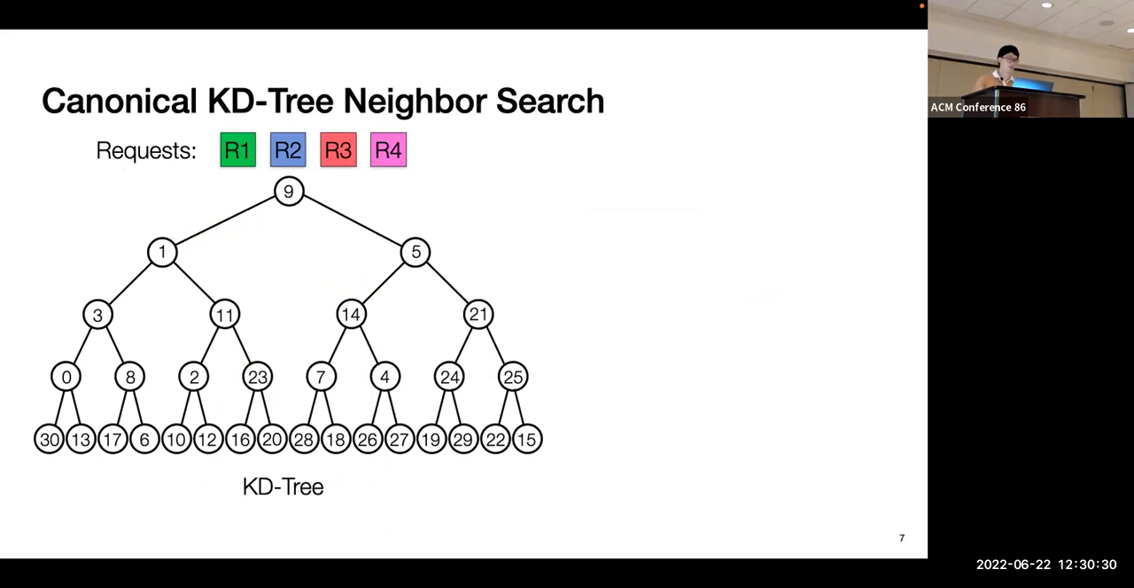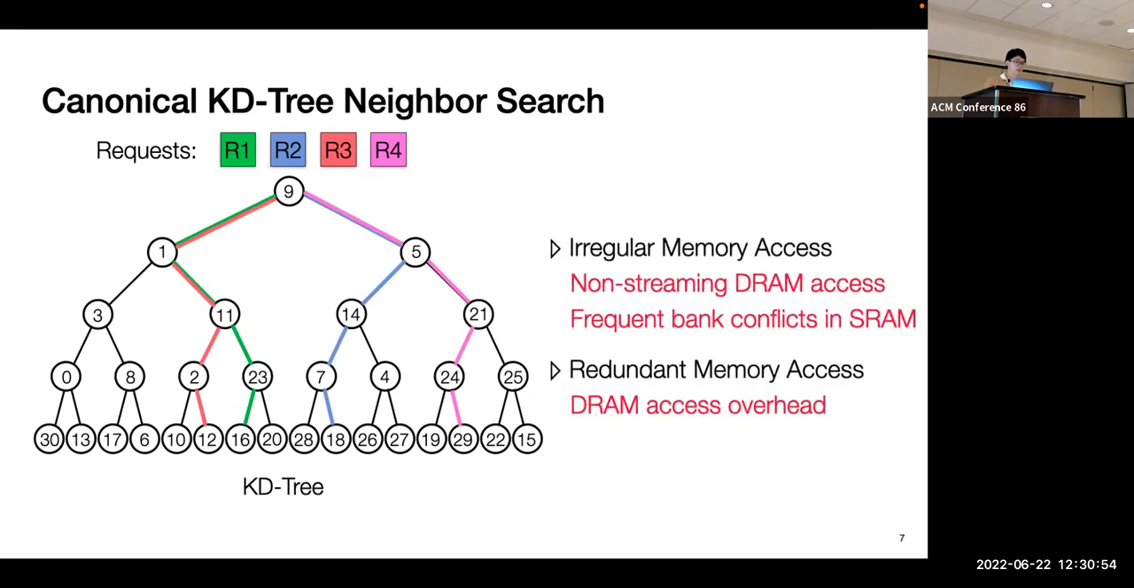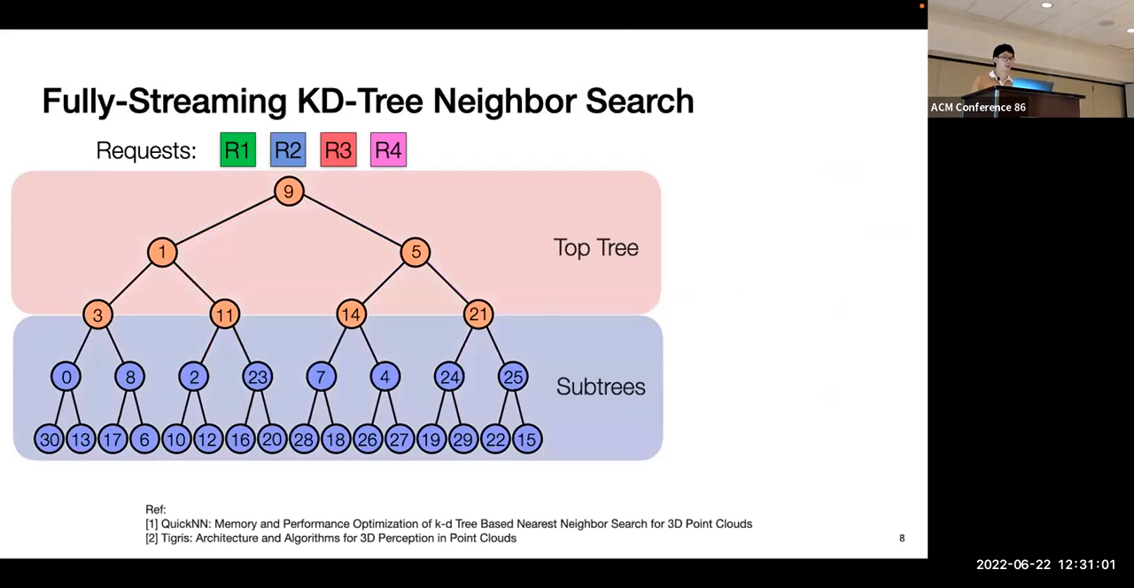Similar to other tree-like structures, the KD tree is a space partition tree. Each node will partition the space into two subspaces. And we build the KD tree by iteratively partitioning the entire space. In canonical KD tree search, each query will traverse the KD tree and find its nearest neighbors. Due to the irregularity of tree traversal, the KD tree is notoriously memory access inefficient due to its irregular and redundant memory access.